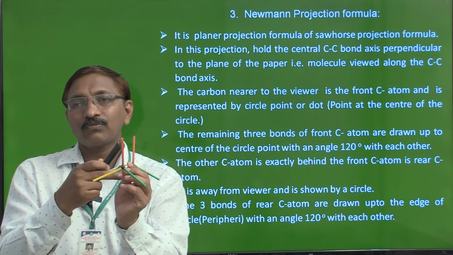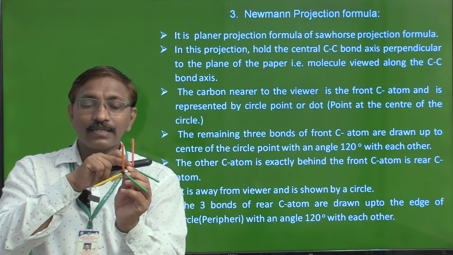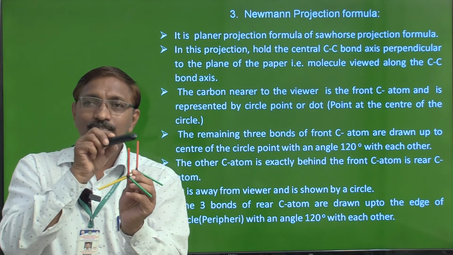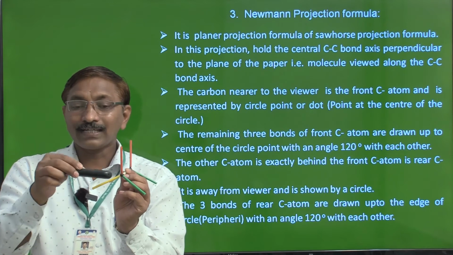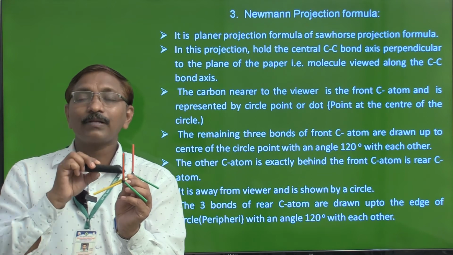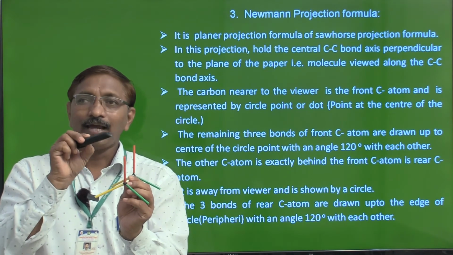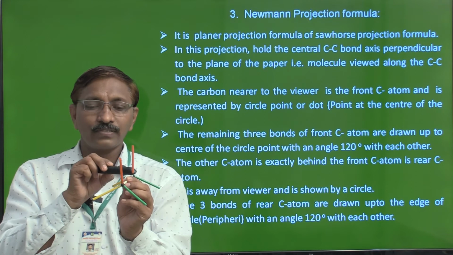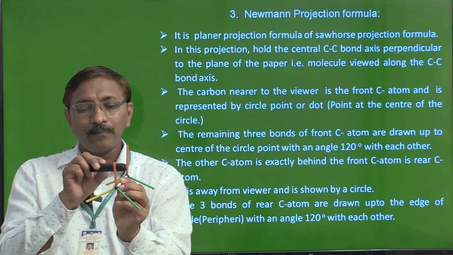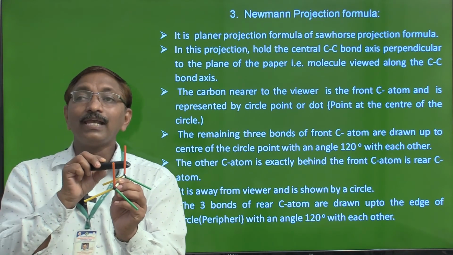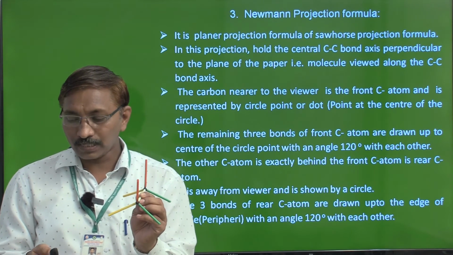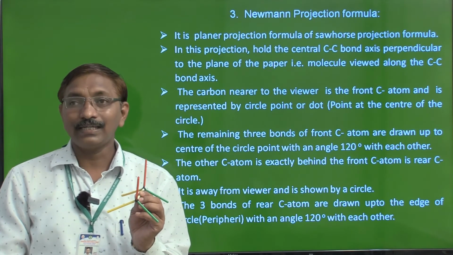So how can we represent that in two dimensions? The rear carbon atom is represented by drawing a circle. So the front carbon atom is represented by a circle dot, and the rear carbon atom is represented by a circle, and the three atoms or bonds of the rear carbon atom are drawn up to the periphery, or the edge, of the circle, and they make an angle of 120 degrees to one another. Now we can look at how they are exactly observed.